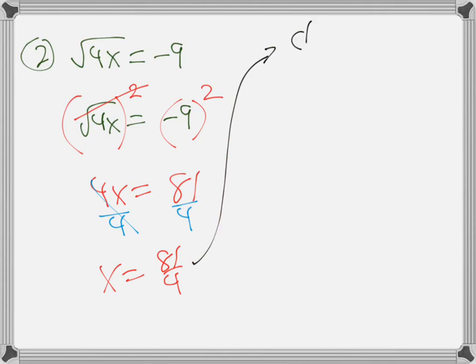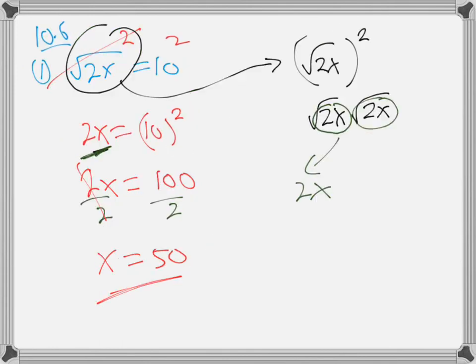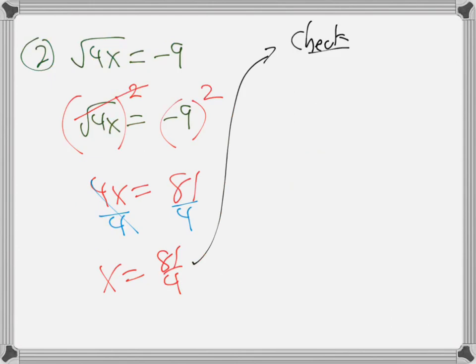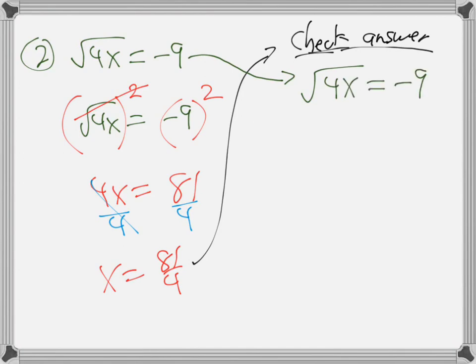Let's go up and see. Let's check our answer. I didn't check the last one, did I? Let's check the last one. Let's just go back real quick. Am I confusing you? Let's do one at a time. Now, how do you check the answer? Let's see if it really is the answer. You plug in x. Start with the original question, which was square root of 4x is negative 9. And you take the answer, 81 fourths, and you put it in for x right there.